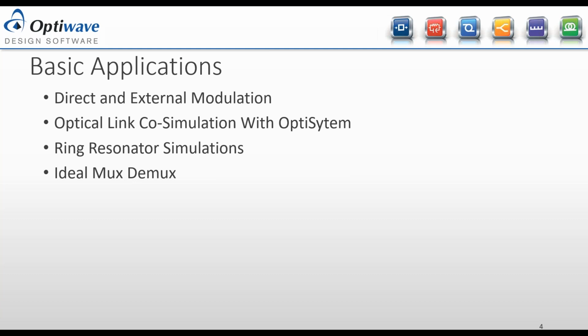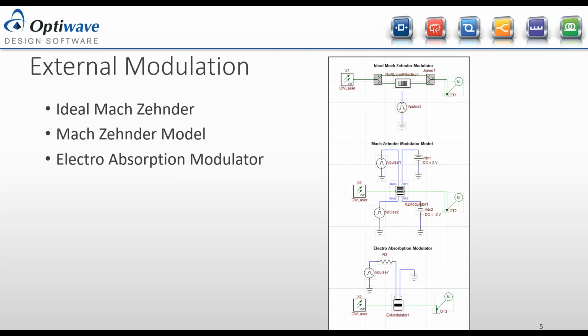I'm going to show you a few ring resonator simulations and talk about one of our most basic components, called a multi-layer filter, and why it's important to know the difference between them. And then finally, I'm going to talk about how we can do a basic mux demux circuit using OptiSPICE and why subcircuits are useful. So we have a few different kinds of modulation formats that OptiSPICE is capable of achieving.